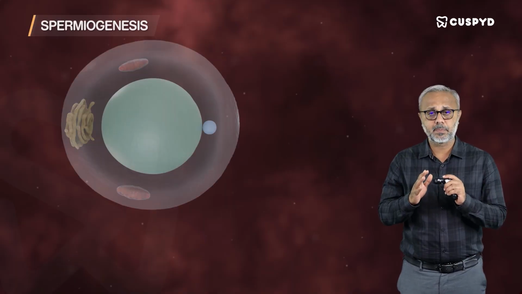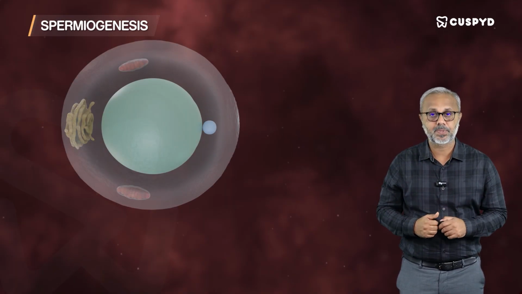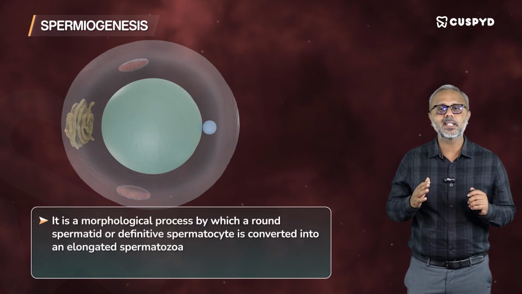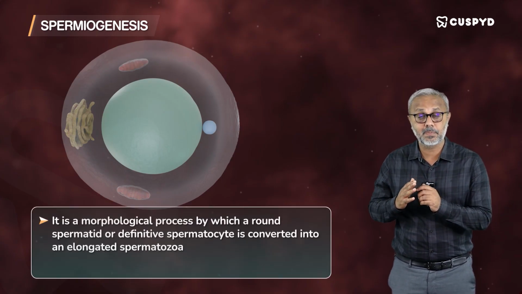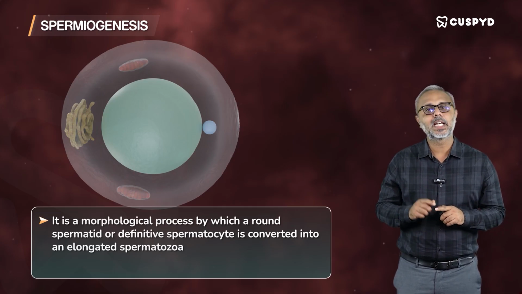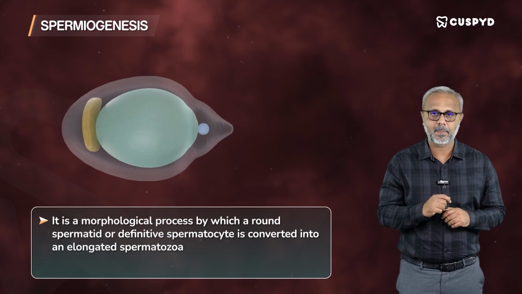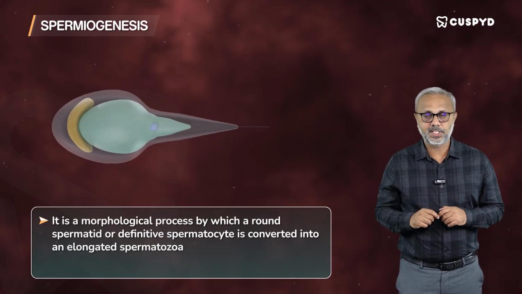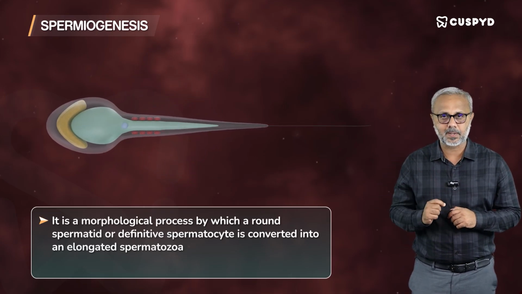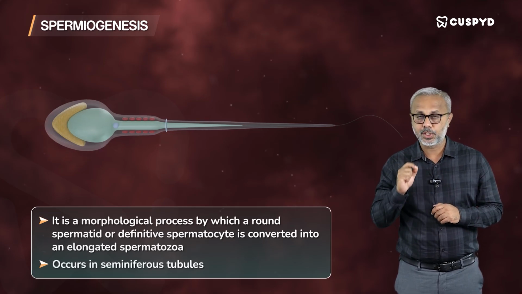What is spermiogenesis? Remember to describe spermiogenesis under these headings. Spermiogenesis is again a morphological process by which a round spermatid or definitive spermatocyte is converted into an elongated spermatozoa. What are the morphological changes and where do these changes occur? Spermiogenesis also occurs in seminiferous tubules.